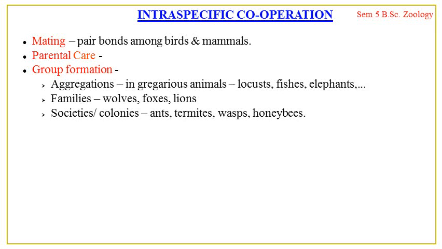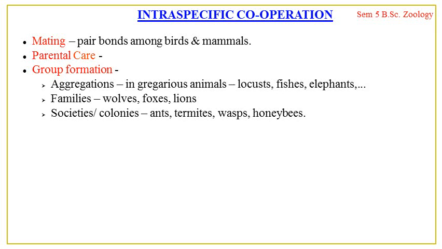Another is families. You can find pride of lions, pack of wolves and foxes. You can see elephant herd. So all these are families, right? Then you can see in social animals how the group is formed. For example, ants. You may have seen the anthill, isn't it? In an anthill, you will find a queen, soldiers, and workers. Each one is responsible for a particular function or role in the nest. That kind of a society can be seen among social insects: honeybees, wasps, and termites, right?